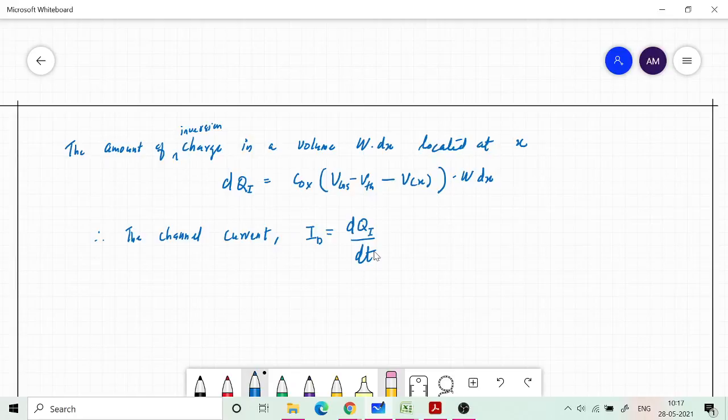So dq is here: Cox, W I am taking to this side, and then VGS minus VTH minus V of x into dx by dt. So dx by dt looks like velocity. We are applying a potential VDS and creating these mobile charges to move. So it's like a conductor. You can think of the channel like a conductor, and you are applying a potential, and these free electrons in the channel are going to move with a speed which is usually called the drift velocity.